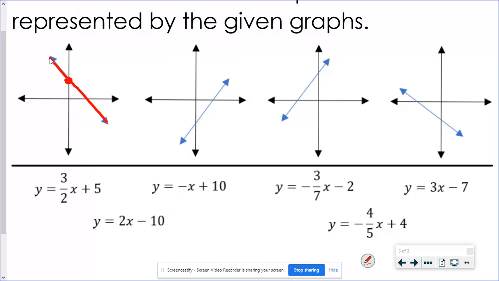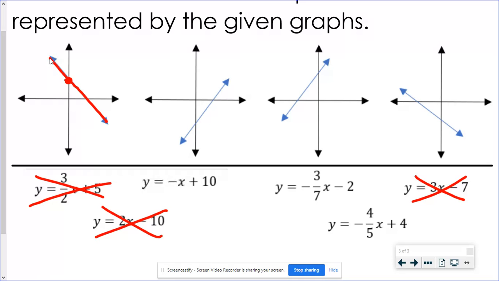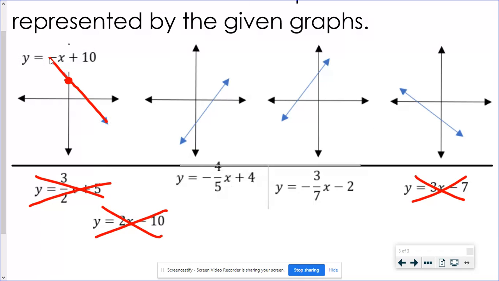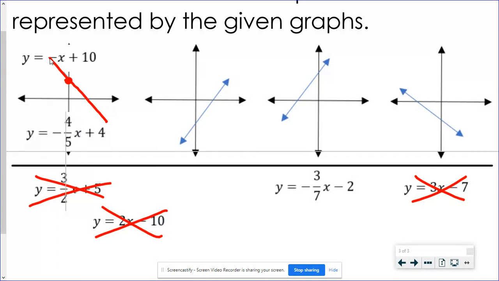Looking at these 6 options, I need the ones with a negative slope. So for right now, not that we're going to leave it like this, I'm going to cross out the ones that have a positive slope. Those 3 all have positive slopes. Now I want the ones that have a negative slope that also have a positive y-intercept. This one has a positive y-intercept. This one also has a positive y-intercept. Again, I'm not saying that those are the right equations. I'm just saying that those would be options that we could use.